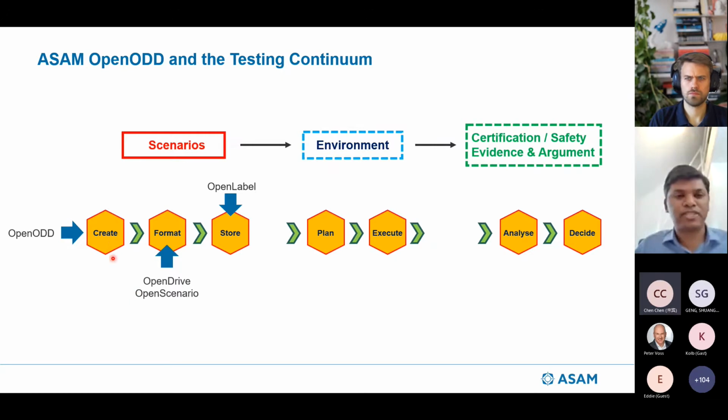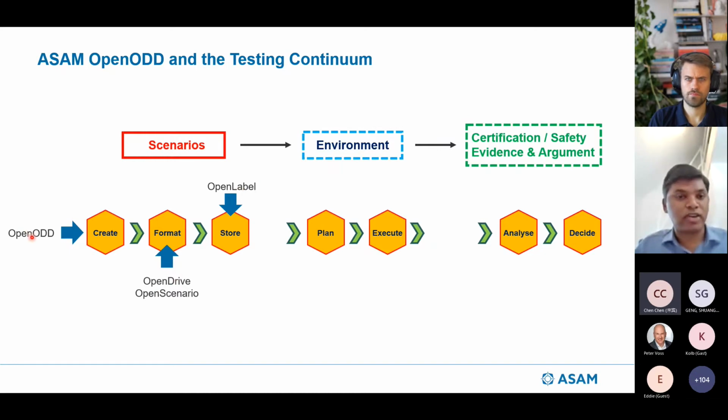I've already established that ODD is a key input to creating scenarios. The scenarios need to be a function of ODD. So somehow the scenario generation process here needs to use the output of OpenODD, which would be a language defining the ODD, to create scenarios and then format them in OpenSCENARIO and OpenDRIVE. And then when you're storing them in a database, use OpenLABEL. So these three are all standards.